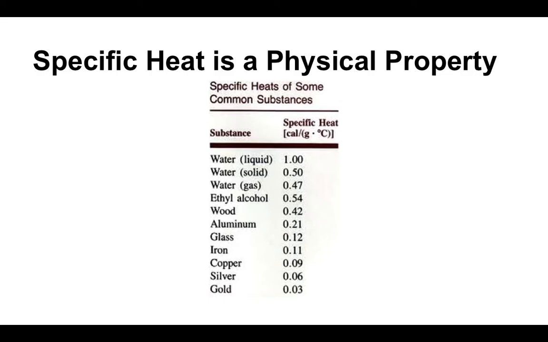Here are some other examples: ethyl alcohol, wood, aluminum, glass, and it goes down the list. This list is ordered from highest to lowest specific heat capacity. Gold has a very low specific heat capacity, meaning it can heat up or cool off very quickly, with very little energy needed to heat up 1 gram by 1 degree Celsius. Conversely, liquid water has the highest specific heat, meaning it takes a long time to heat up by 1 degree Celsius. You've observed that when boiling water. It takes about 10 minutes to boil a pot of water because it has a high specific heat.